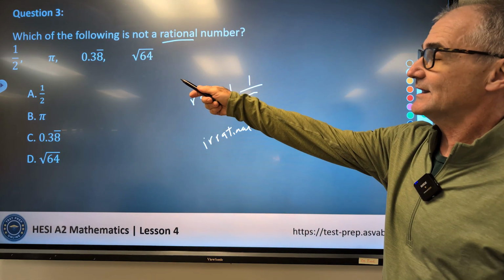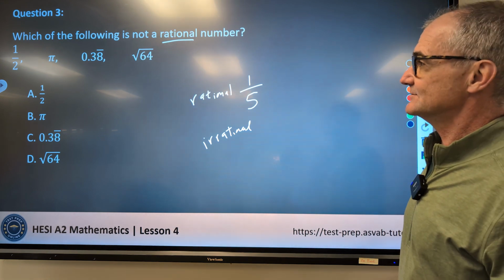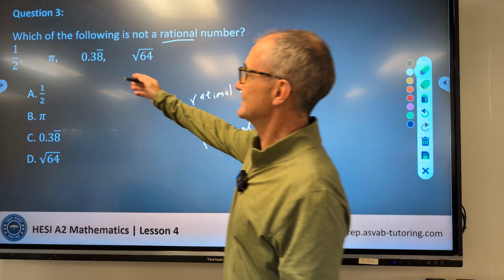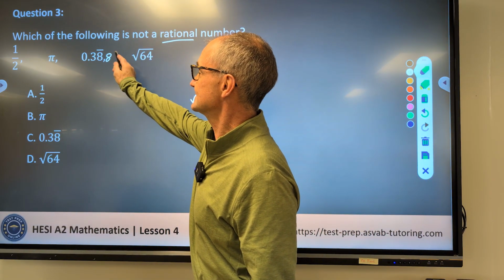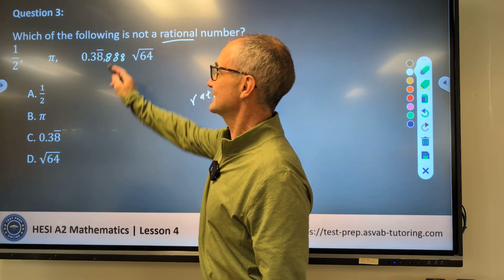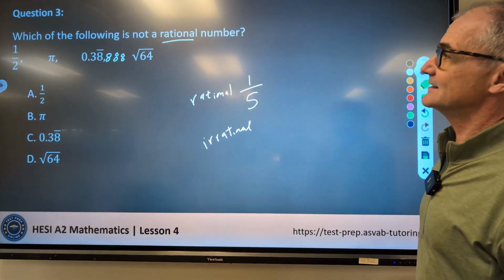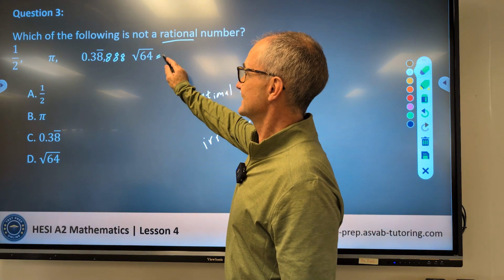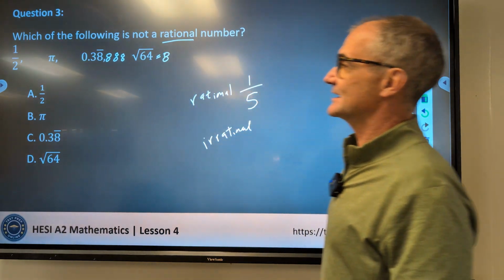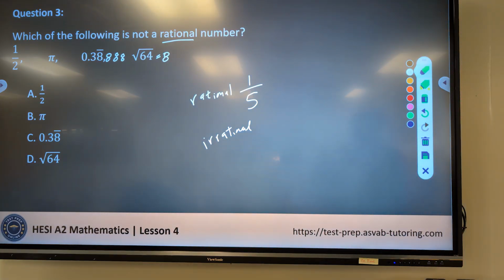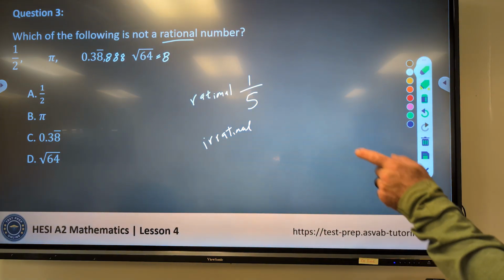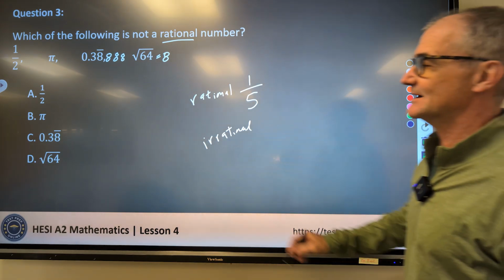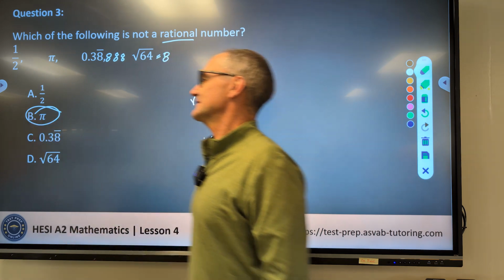So 1/2 is rational, pi is irrational, 0.38 means that 8 just keeps repeating, so just 8 all the way down, like that. And then root 64 is equal to 8. So that's the square root of a rational number. So which of the following is not rational? So that's saying which one is irrational. The only one that's irrational is B right here.